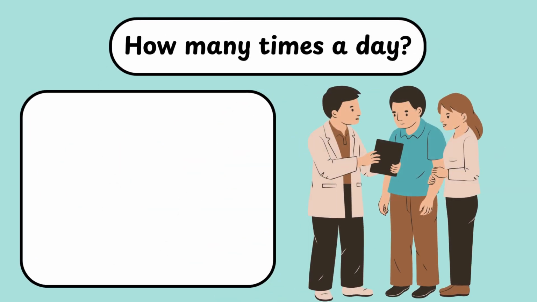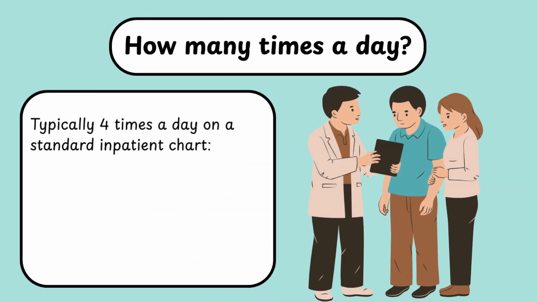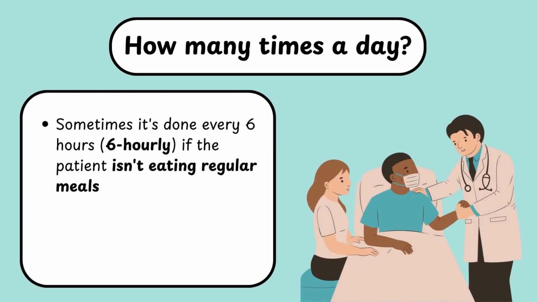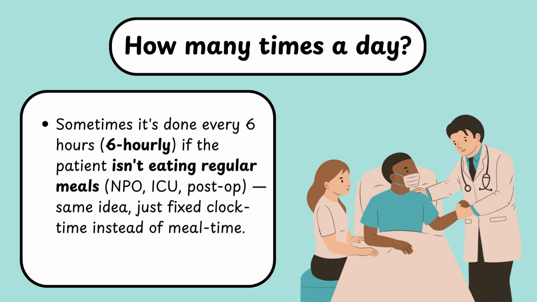How many times is it done in a day? It is done typically 4 times a day, on a standard inpatient chart. It is done before breakfast, before lunch, before dinner, and at bedtime. Sometimes it's done every 6 hours, 6 hourly, if the patient isn't eating regular meals. Like if he is NPO, or is in ICU, or is post-op. It is the same idea as before, just fixed clock time used, instead of meal time.